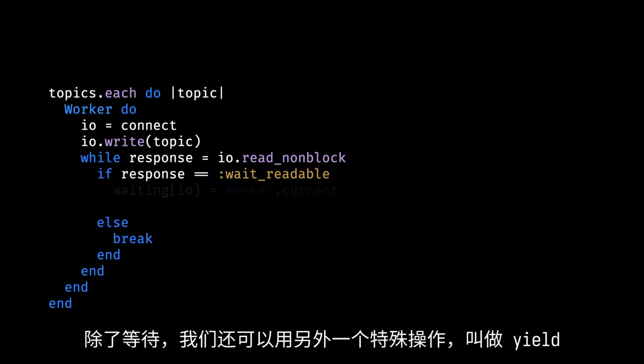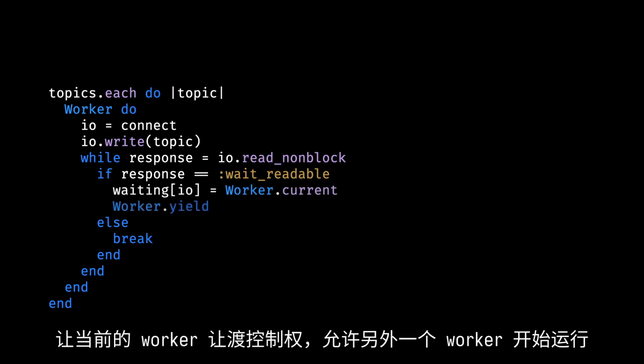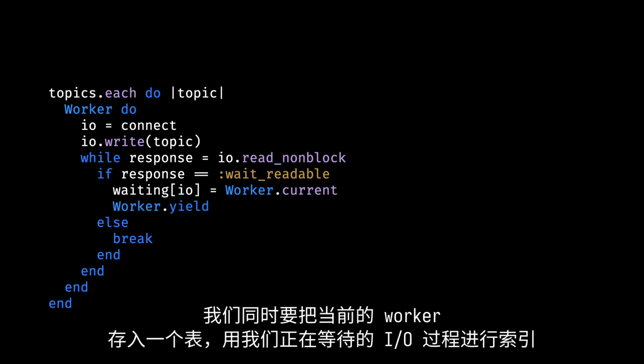Rather than waiting, we can use another special operation called yield, which passes control out of the current worker and allows another worker to execute. We also store the current worker into a waiting table indexed by the I/O we are waiting on.